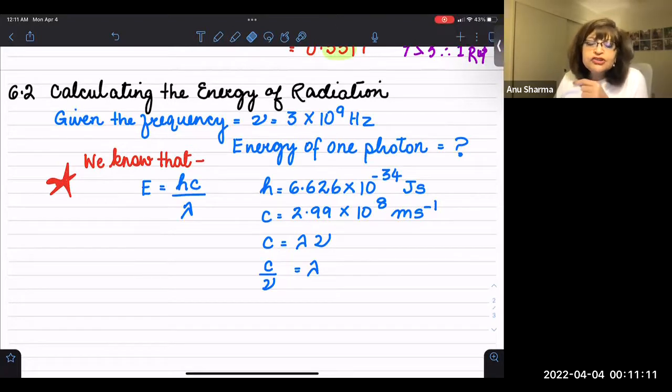Now, the relationship between the frequency, wavelength, and the speed of light is c is equal to lambda nu. So c over the frequency is equal to lambda. So here, this is what we are going to find. Why do we need this? First of all, we are given the frequency, so we need the wavelength in order to compute it into this formula. Okay, so E is equal to hc over lambda.